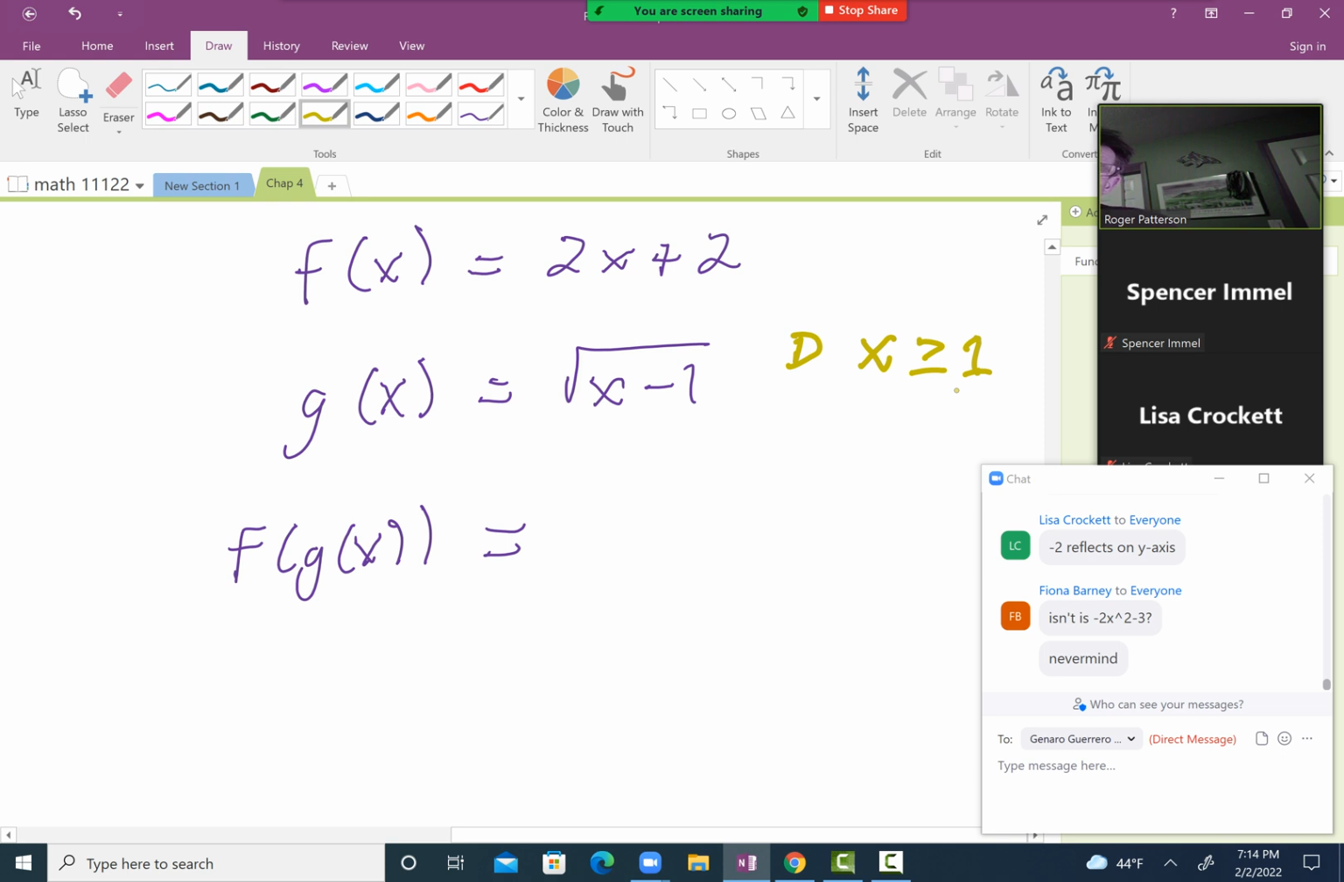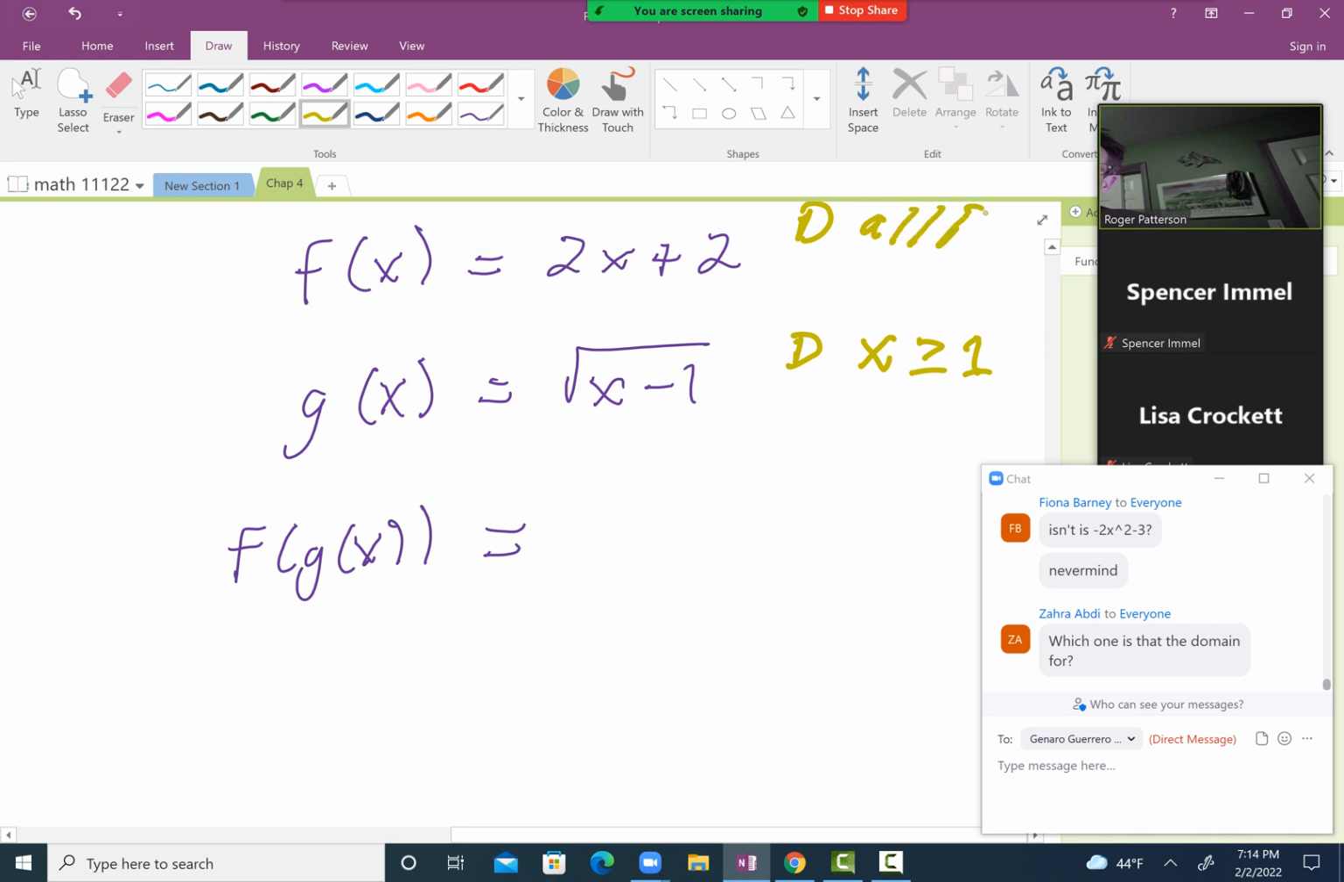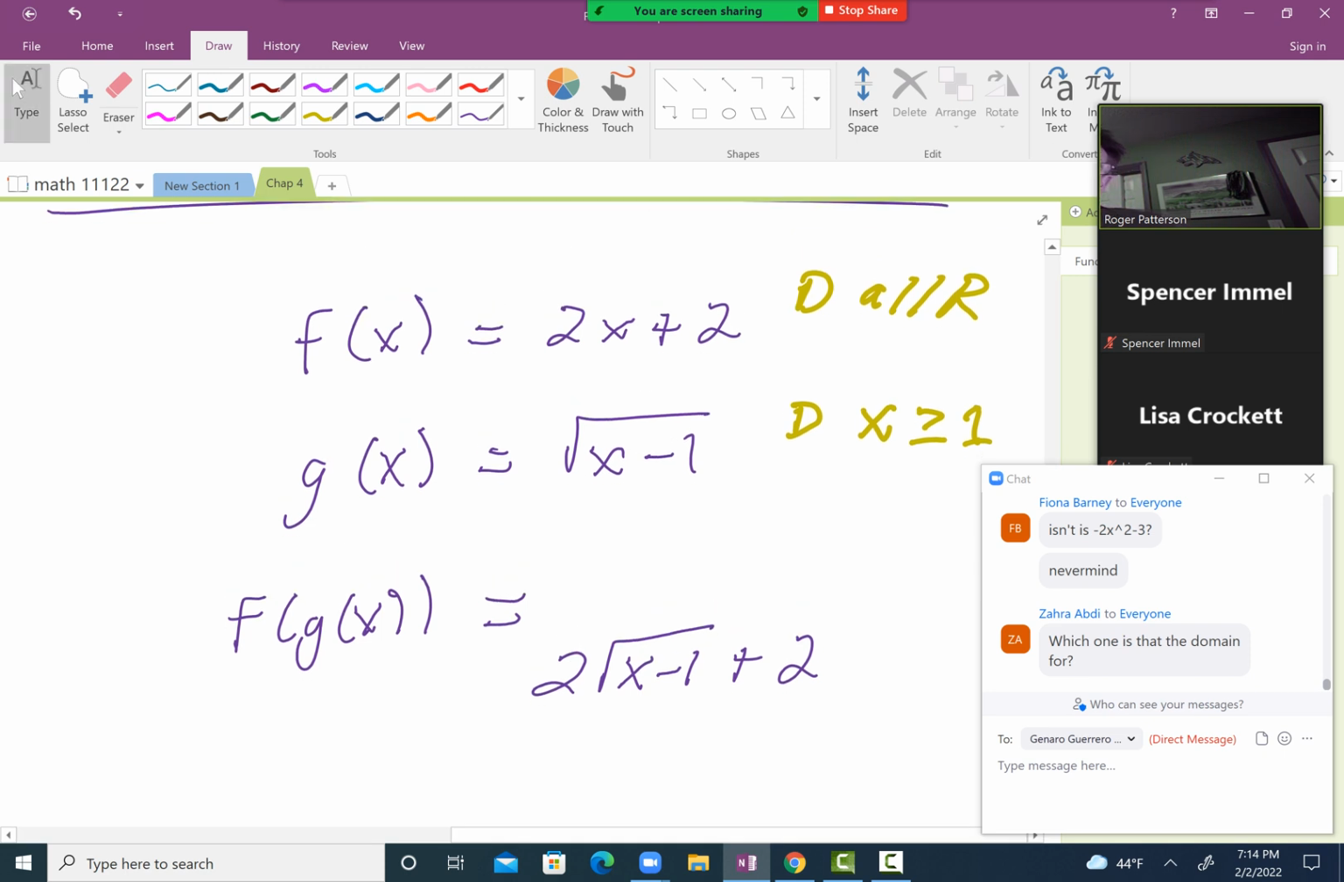Now what we're going to do is look at this domain here. This domain is all reals again. We're pretty cool with that, so I have no issues. Then this square root could just fit right inside there. This is for the domain of this function, and this is for the domain of that function.